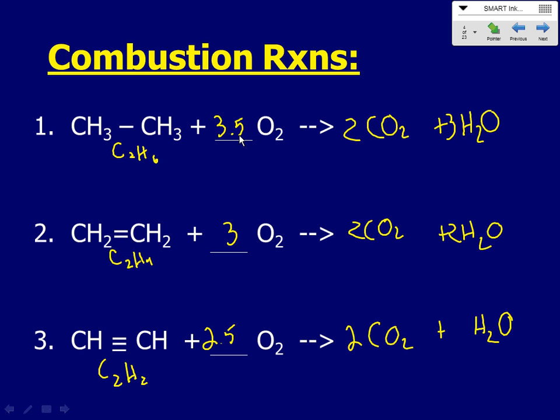Now, if we did the calculation of delta H's, if you look back at those delta H of formations, carbon dioxide and water, when they are formed, give off large amounts of energy. The energy we get from combustion reactions comes primarily from the number of carbon dioxides that are formed and the number of waters that are formed.